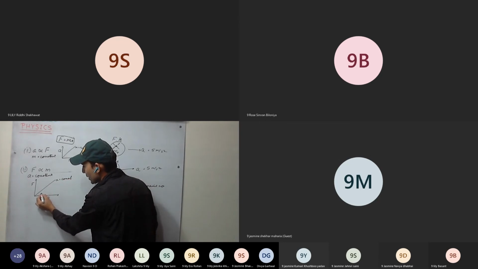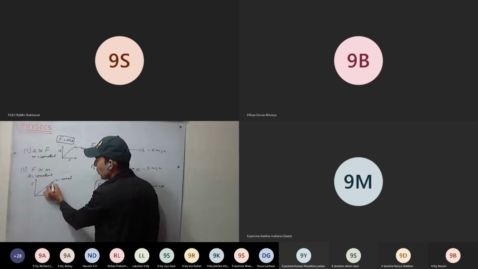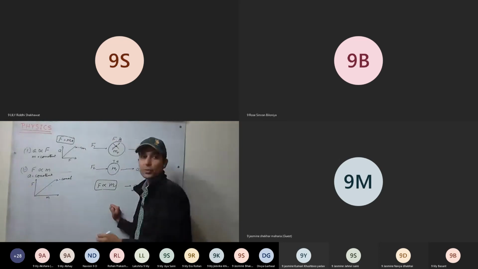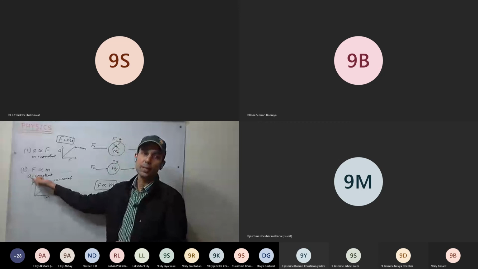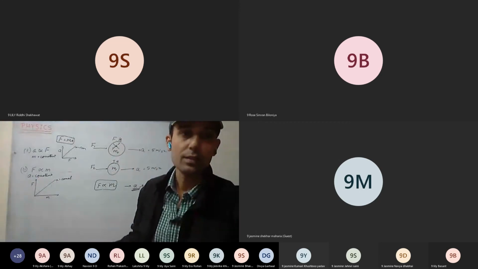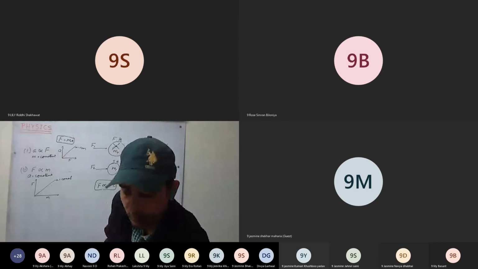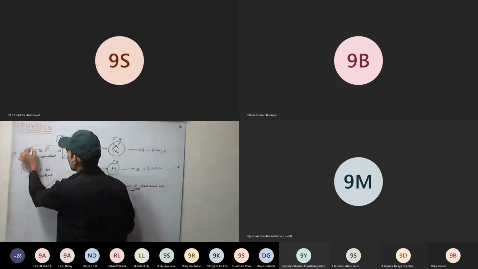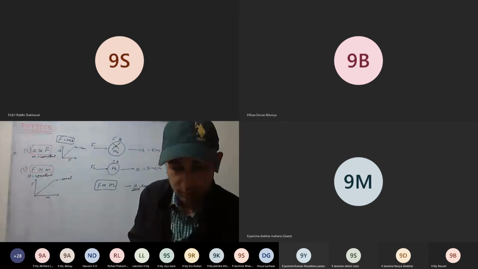So if mass is less, less force is required to produce the same acceleration. If mass is more, more force is required to produce the same acceleration. As mass increases, force is to be increased to produce the same acceleration. Is this clear? Are these two equations clear? Are the graphs clear?